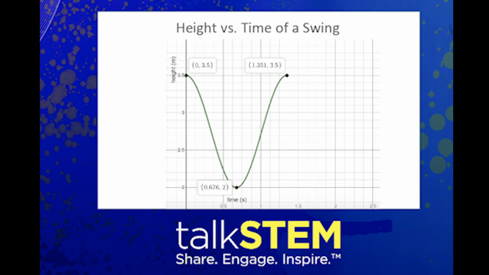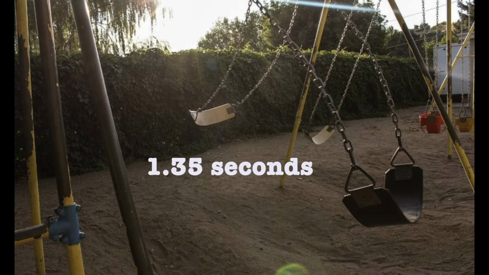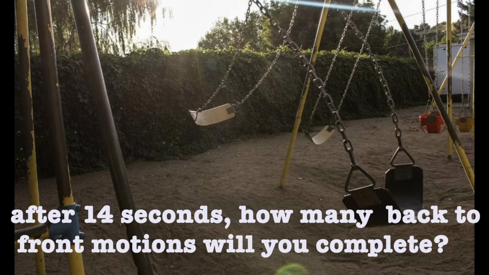Speaking of, let's see if we can make a prediction. From our measurements, we know it takes 1.35 seconds for the swing to move from the back to front. Suppose you've been on a swing for 14 seconds. How many of those back to front motions have you completed?